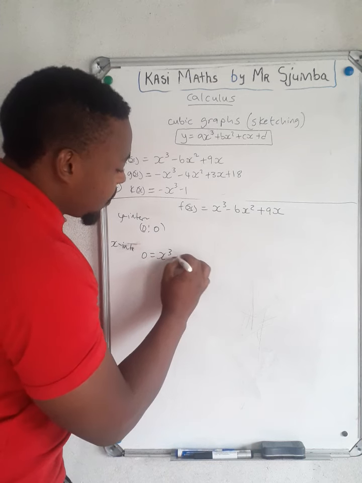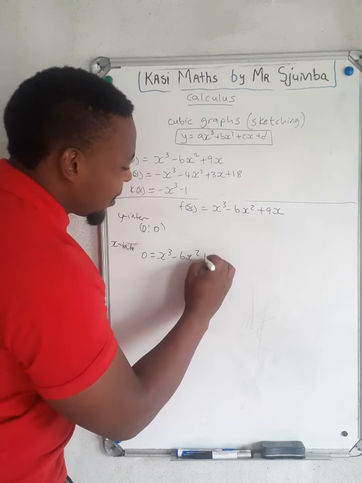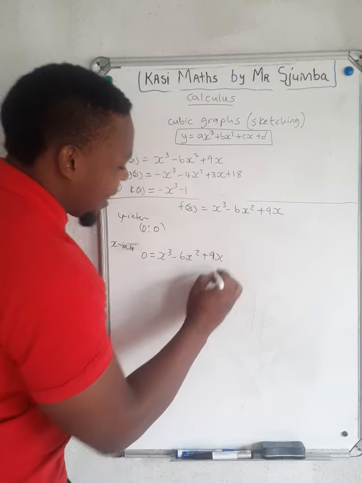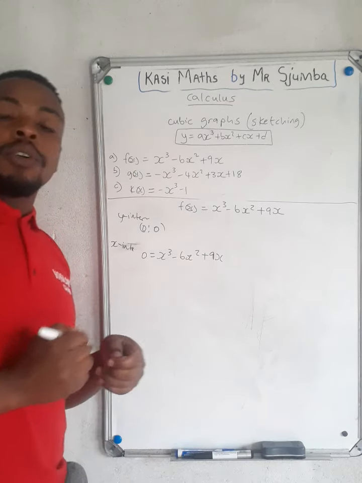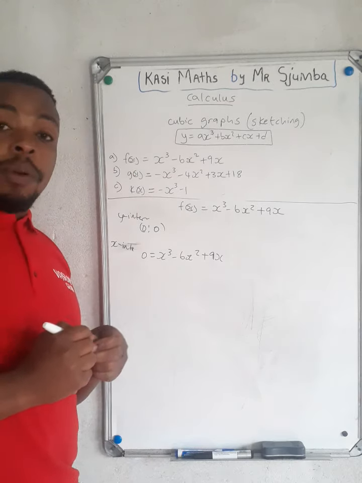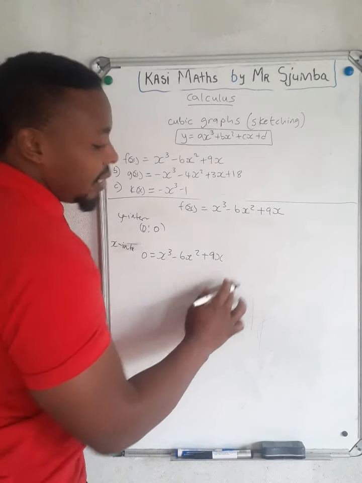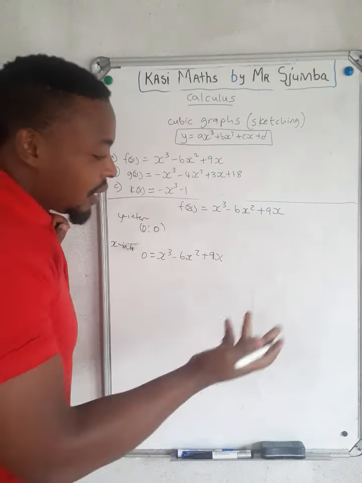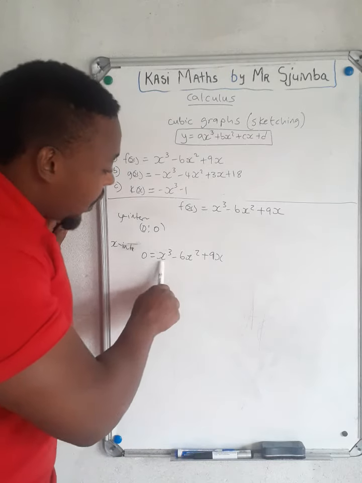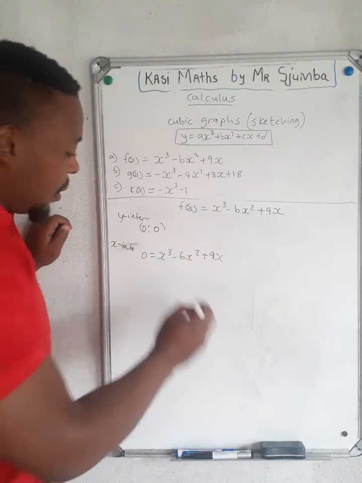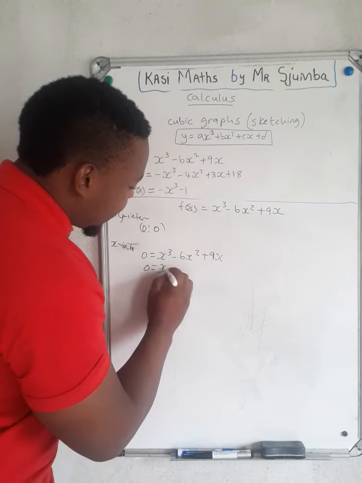Now x cubed minus 6x squared plus 9x equals 0, and then we have to solve for x. Since we don't have a constant, it's easy to solve. We just take out the common factor, because we have x in every term. So the common factor is x.